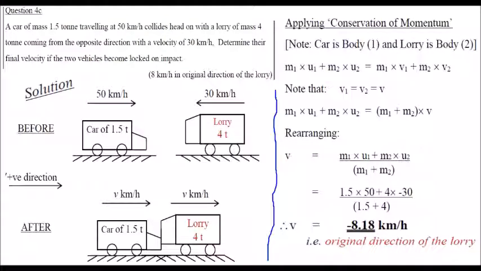Question 4c, full solution shown here. Again, I'll let you review this at your own pace. Here the vehicles are locked together after impact. We're trying to find the common velocity after impact.